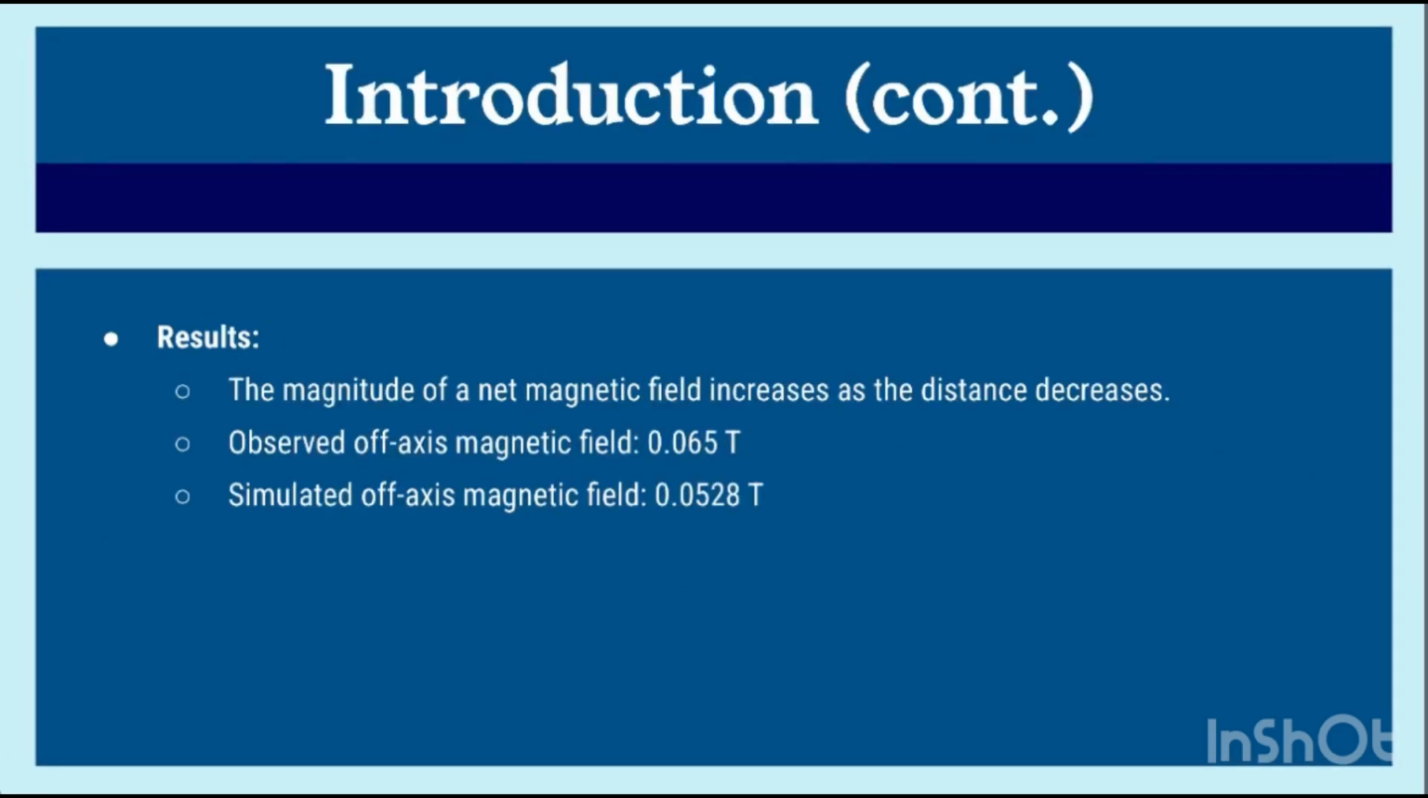Here's a preview of the results. The magnitude of the net magnetic field increases as distance decreases. The observed off-axis magnetic field is 0.065 teslas, and the simulated off-axis magnetic field is 0.0528 teslas.